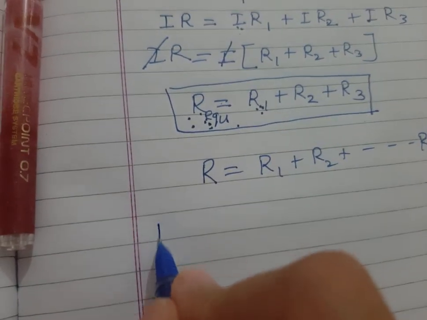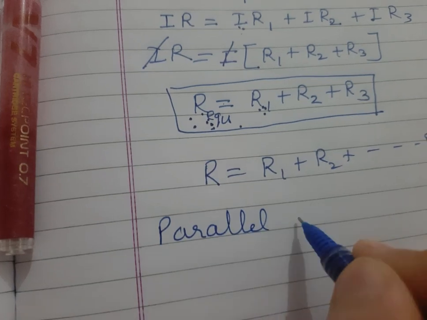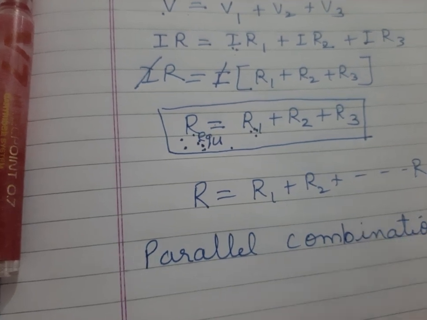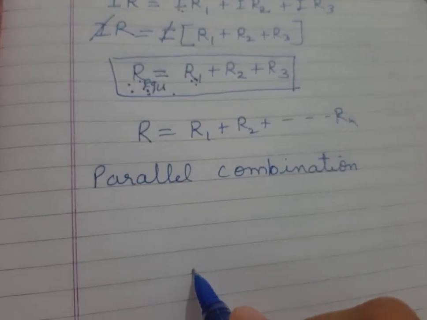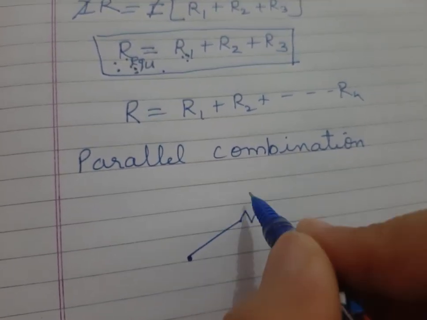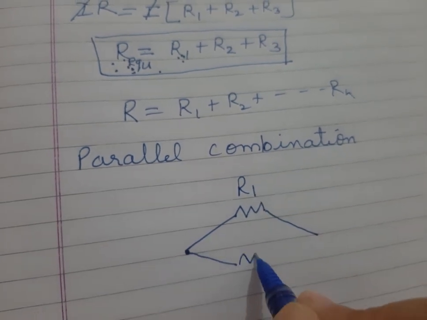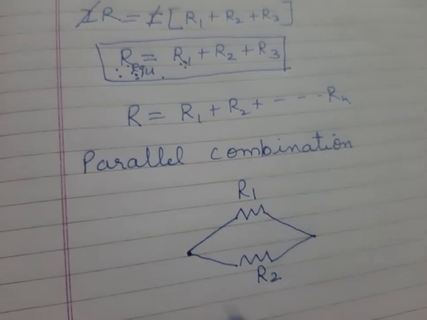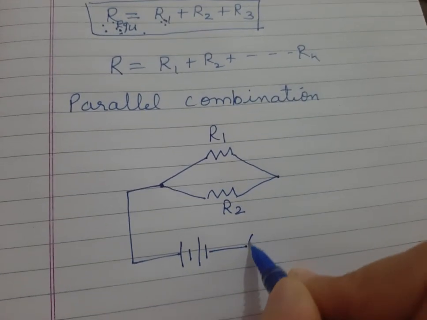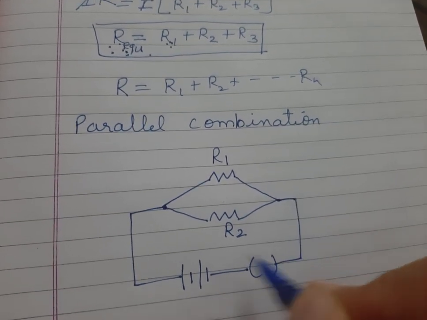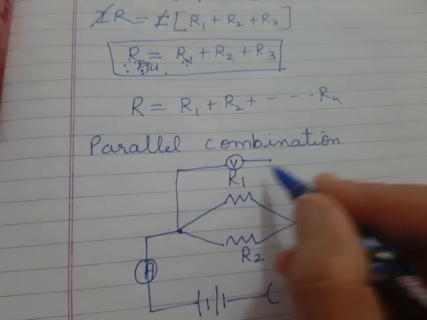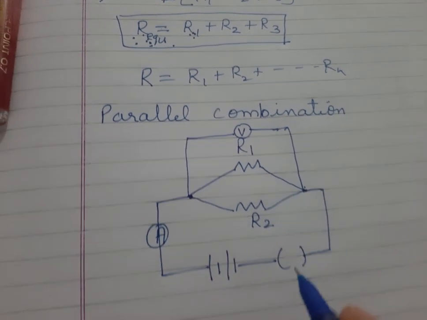Now talking about the parallel combination. So again I am drawing a diagram. Now I am taking only two resistors. This is the first resistor whose resistance is R1, and this is the second resistor whose resistance is R2. Okay. Now connecting it with a battery. This is the plug key, ammeter, and here I am connecting the voltmeter to measure the potential difference across these ends.